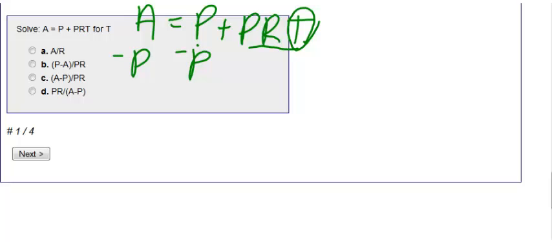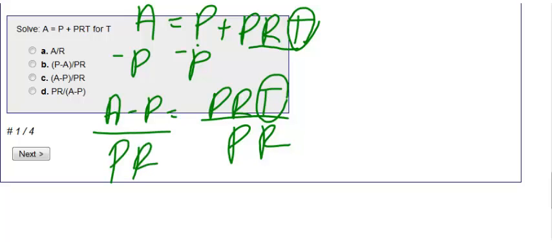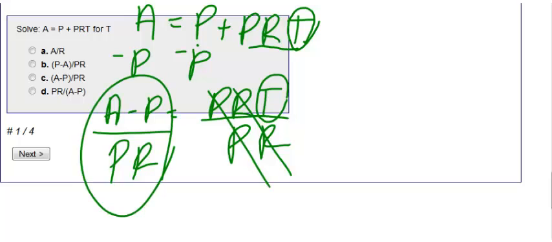I can't take P from A, so I'm just going to write A minus P equals, and I still have PRT. Again, I'm going to get this T by itself. I need to get rid of this P and R. It's P times R times T. The opposite of multiplying is dividing. So all I have to do is divide both sides by P and R. So my answer, because this is gone now and T is by itself, is A minus P divided by PR, which is choice C.